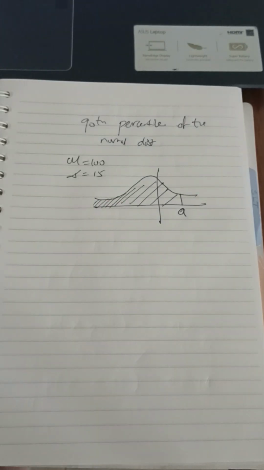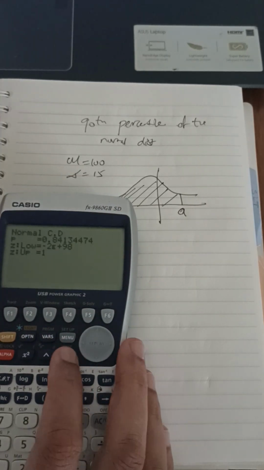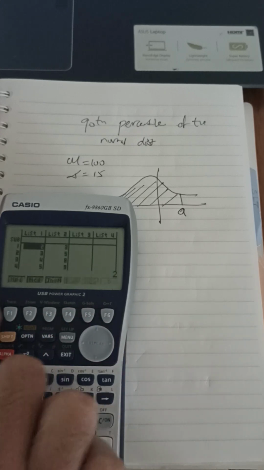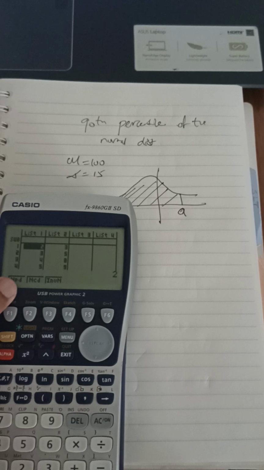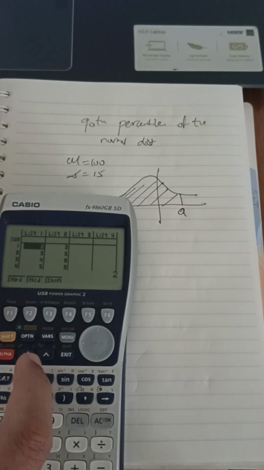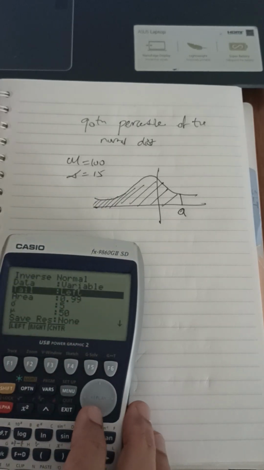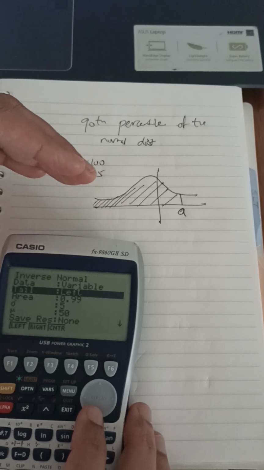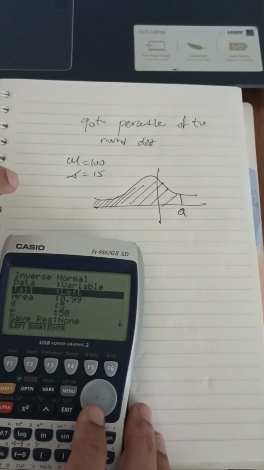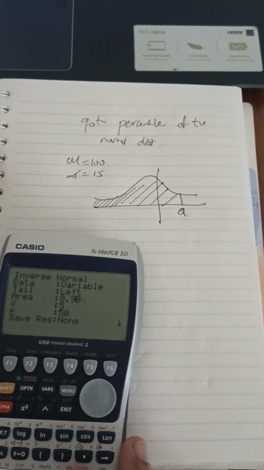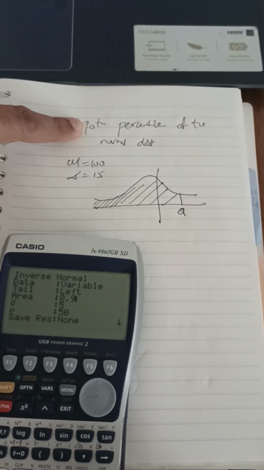All right. So how do we do that? If you need to do that on your GDC, then you need to choose the inverse normal. So same thing, we go under normal, but we already tried NPD. I showed you what it means. We've tried NCD. Now we're going to use inverse normal. So you're going to press F3, and it asks you a couple of things. It asks you about the tail. So the tail means where is the area. So here the area is on the left hand side of A, so it's a left tail. All right, and the area is the probability. So here the probability is 0.9, okay, because it's 90th percentile.